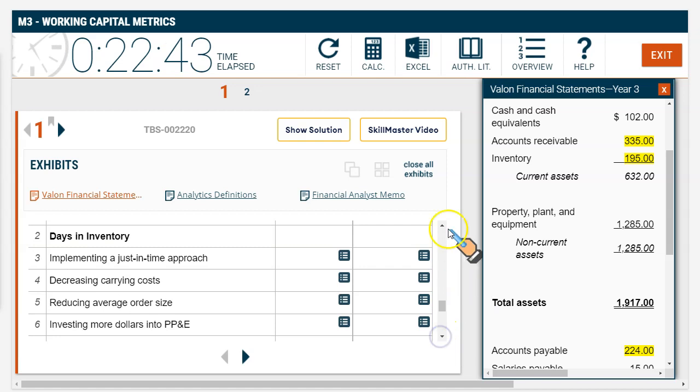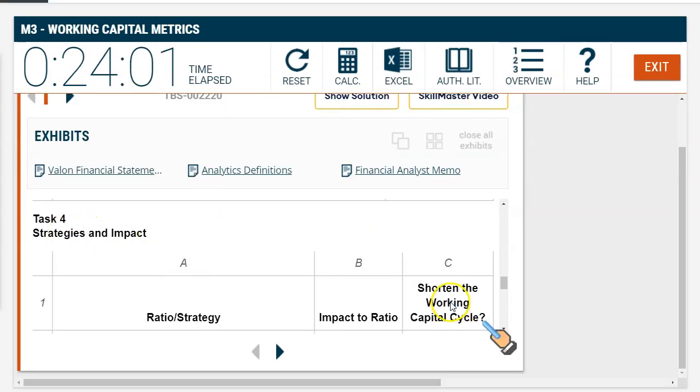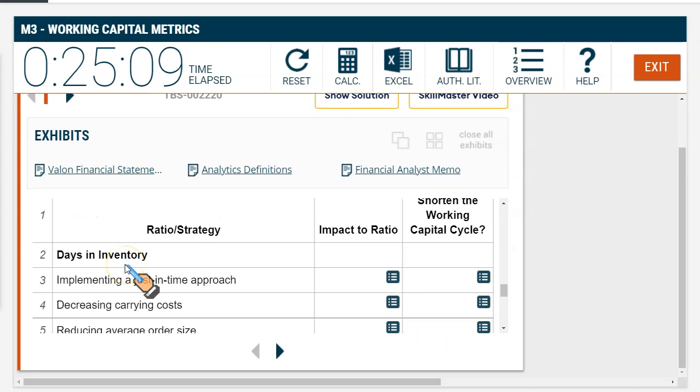Next, task 3 basically. Next task, we have task 4, strategies and its impact. Let's maximize the screen size. Okay, task 4, strategies and impact. First we have days in inventory, that is how many days you hold your inventory, and we know the formula for that. Days in inventory is your average inventory divided by the cost of goods sold multiplied by 365.